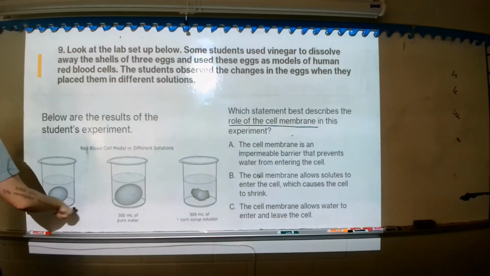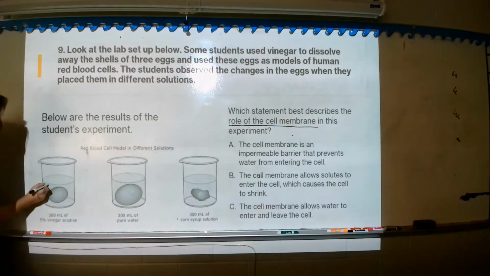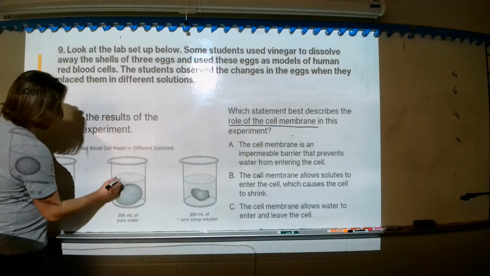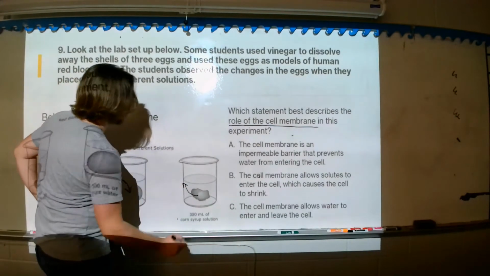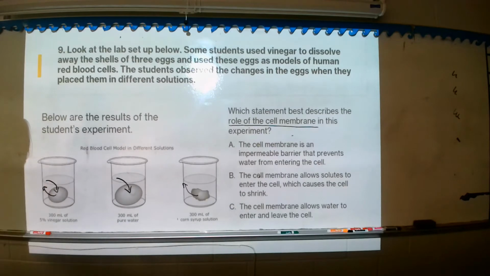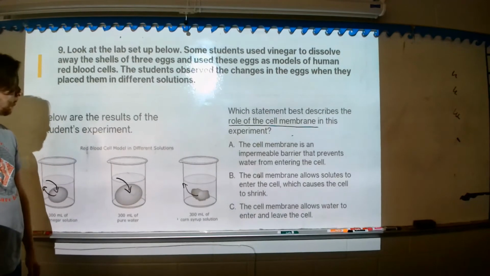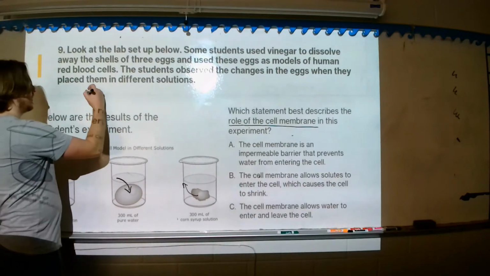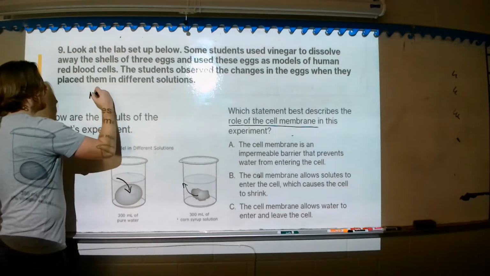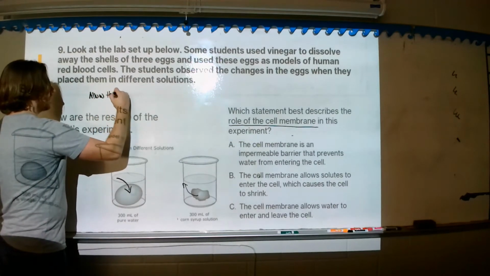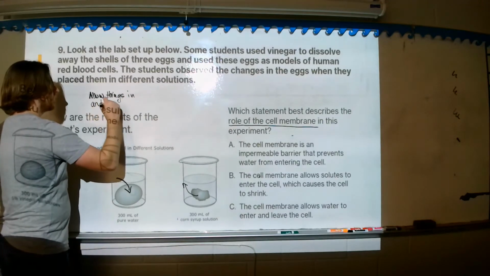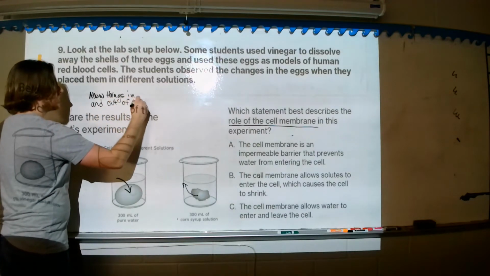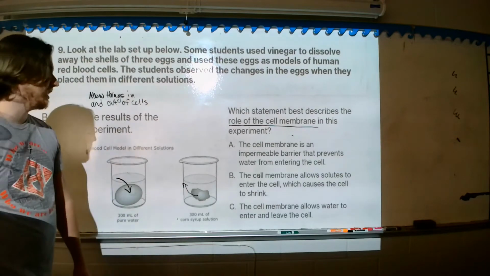Over here I see 3 different experiments. One where it's not changing, so water is going in and water is going out. One where water is very clearly going in, and one where water is very clearly going out. So I'm looking for to let water in or let water out is probably what I'm looking for. So to allow things in and out. Let's go look at my answer choices, see if I can use that information.